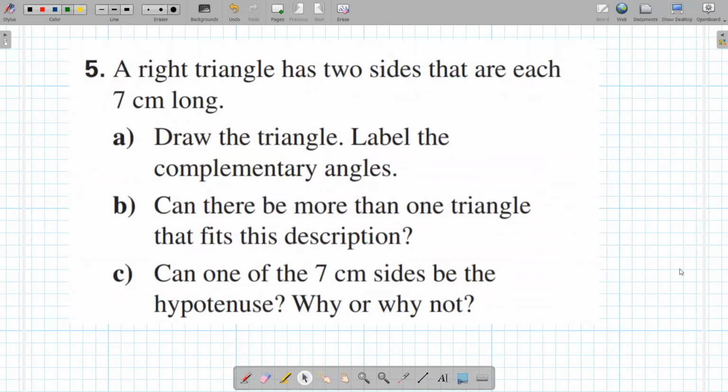Or this one, it says a right triangle has two sides that are 7 centimeters each. So let's first draw a right triangle. Right triangle just means a right angle triangle. So again, we have A, B, and C. Which two sides are 7? A and B are 7. And it says label the complementary angles. So which angles are complementary?